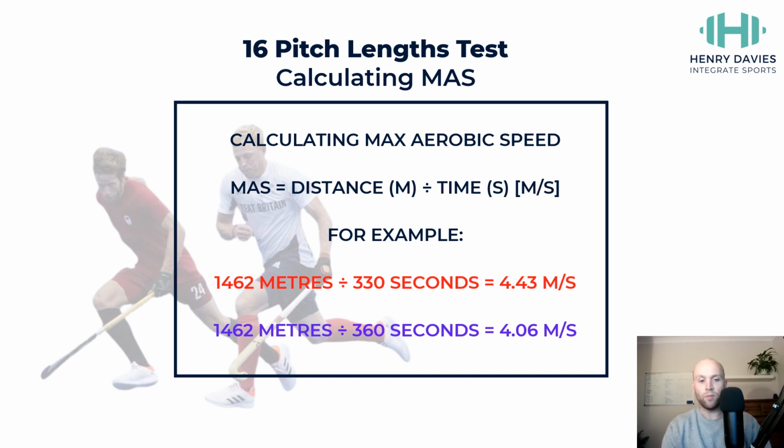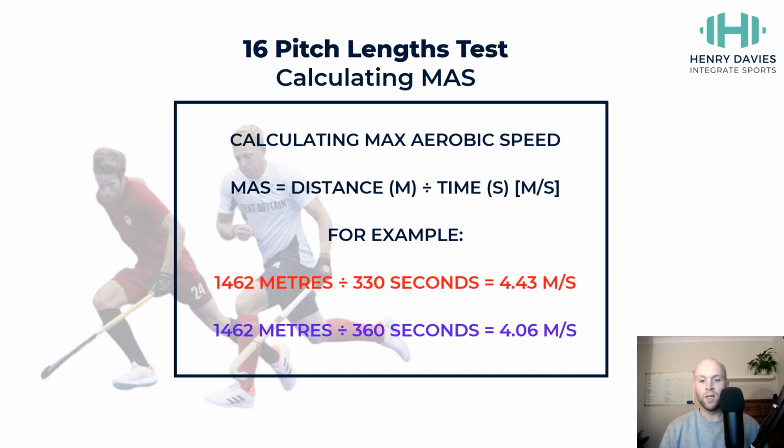So for example, player A in red here runs the 16 pitch length in 330 seconds, which is 5.5 minutes, and so their mass score is 4.43 meters per second. So 100% of their mass score is 4.43, whereas player B in the purple has run the same distance, but it took them 6 minutes, so 360 seconds, so their mass score is 4.06 meters per second.